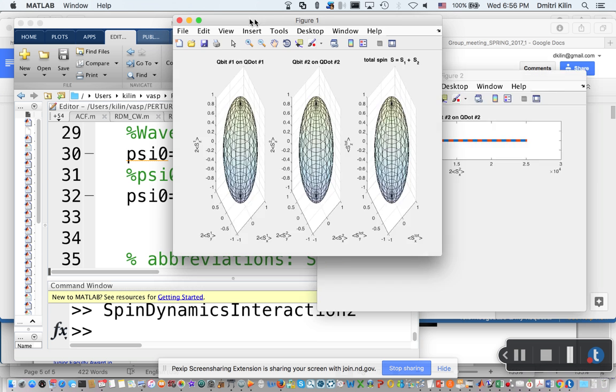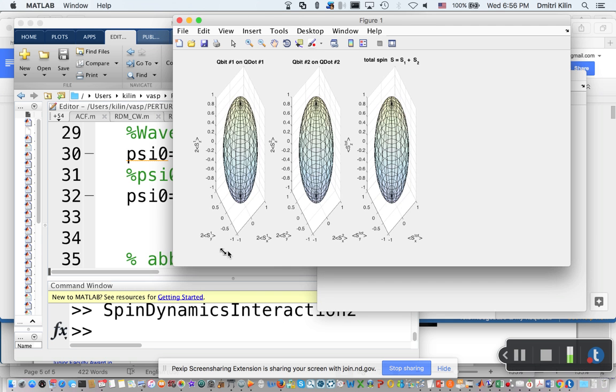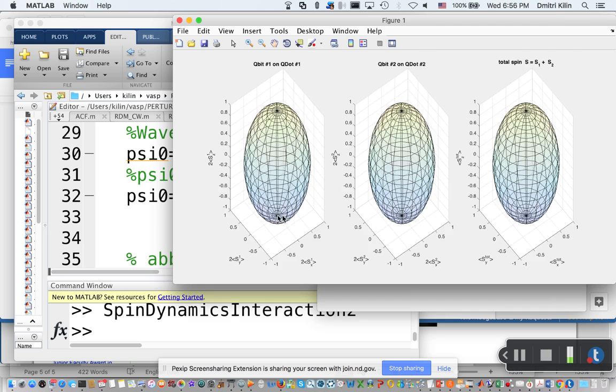So there is no line. If you inspect closely, you will see that there is no trajectory. There is just a point on the south pole. That's -1, if you multiply it by 2, or if you do not multiply by 2, then -1/2. So in order to launch this interaction, at least one system should be excited.